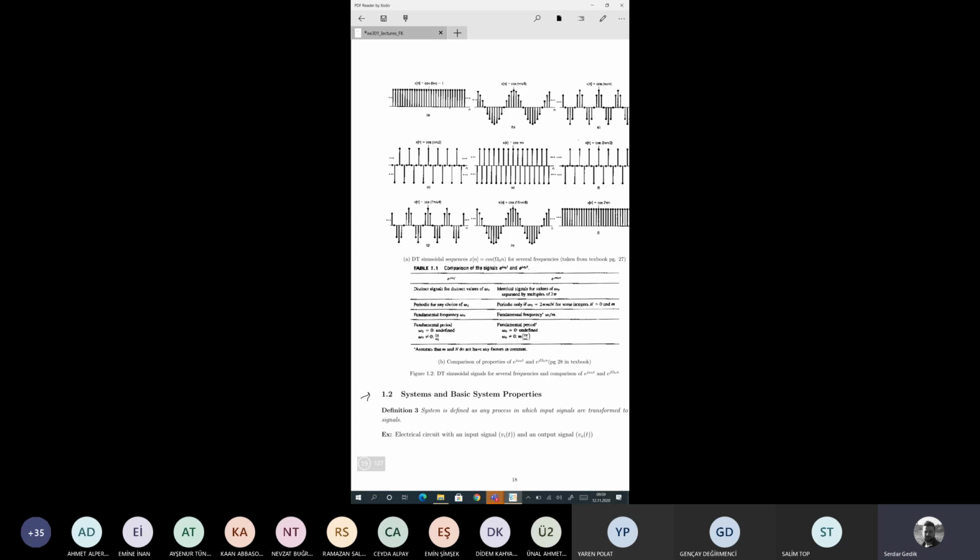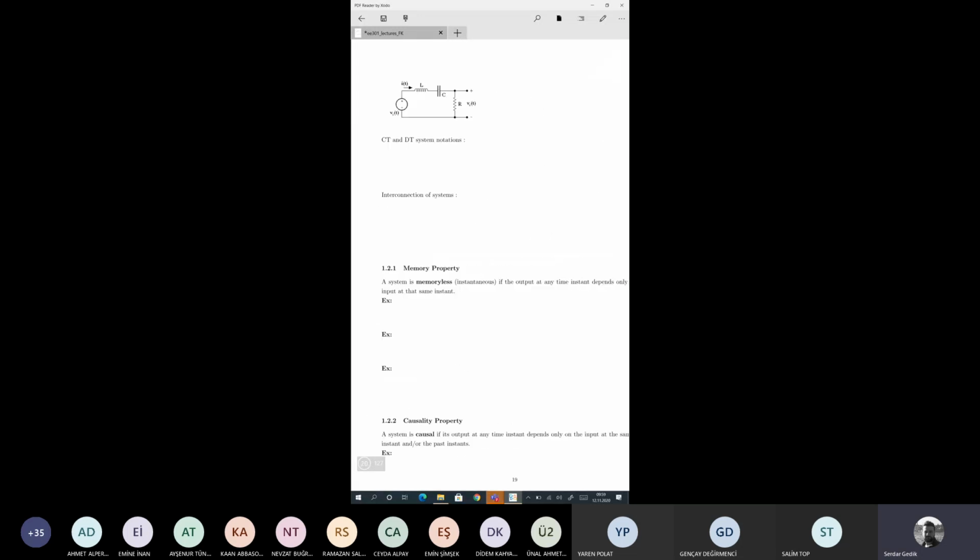As an example, let's assume that you have an electrical circuit, and Vi is the input signal, and at the output, you have the output signal. So let me show you the case. Let's say this is an RLC circuit, and at the input I have an input signal, and at the output I have an output signal. So this is actually a system. So this is an RLC circuit, and this is a system with input and output relationships defined.